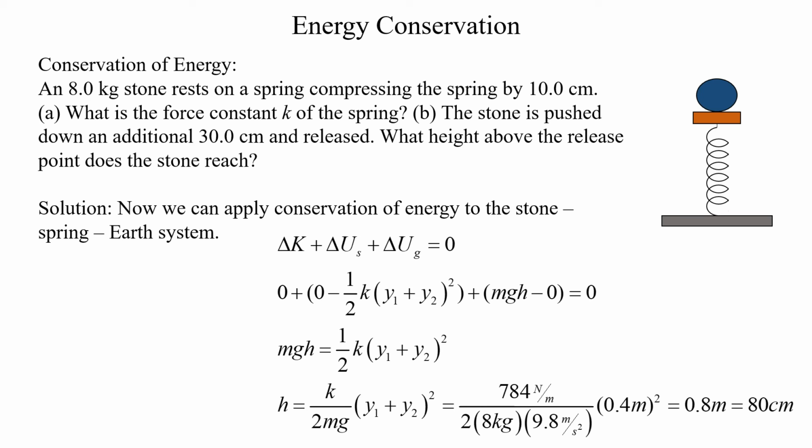Solving for h, we get K over 2mg times the quantity y1 plus y2 squared. Now I plug in the numbers. K was 784 newtons per meter. And in the denominator, we have 2 times the mass, 8 kilograms, and g, 9.8. And y1 plus y2 is 40 centimeters or 0.4 meters, squared. And when we crunch all those numbers, I get 0.8 meters or 80 centimeters. So now we have the solution.